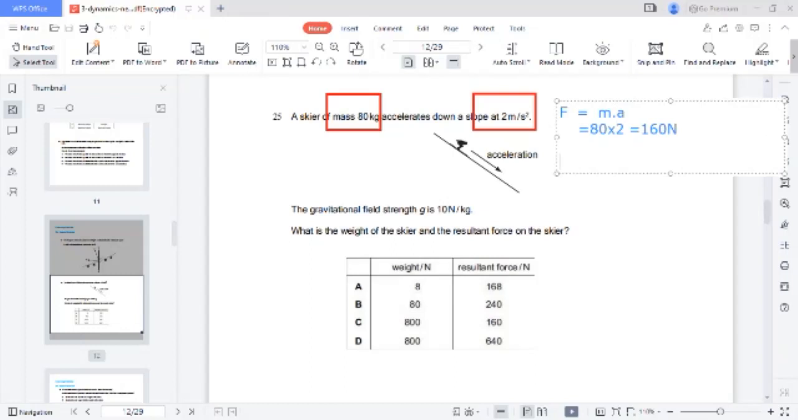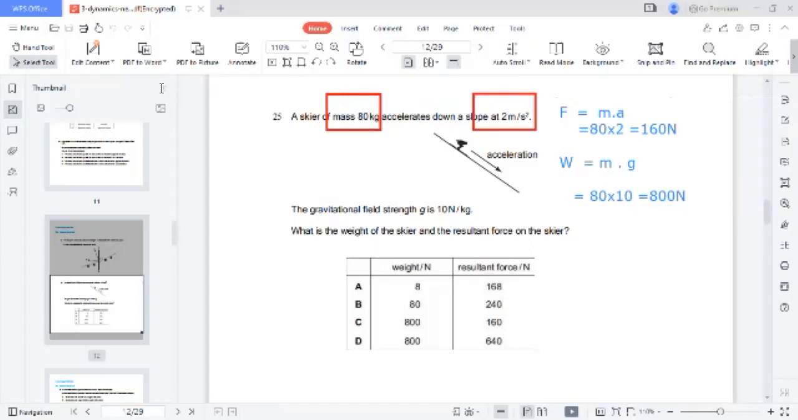And then there is the weight: weight equals m times g. We know that mass is 80 kg and the gravitational acceleration is 10, so it would become 800 newtons. So weight is 800 newtons and the resultant force is 160 newtons.